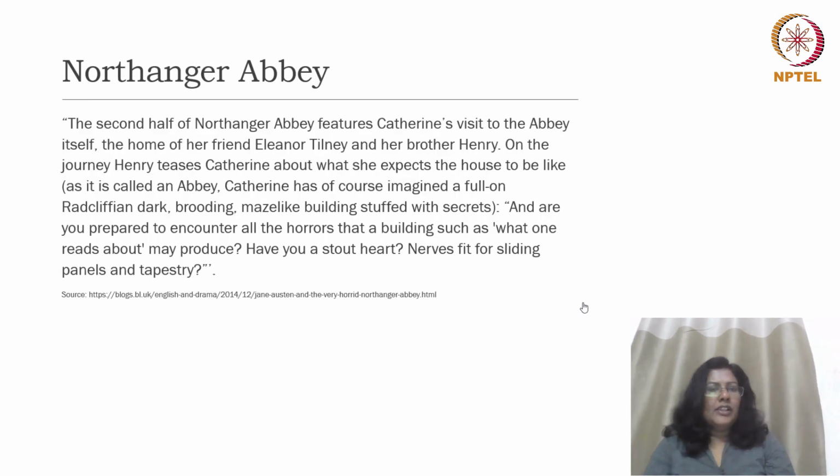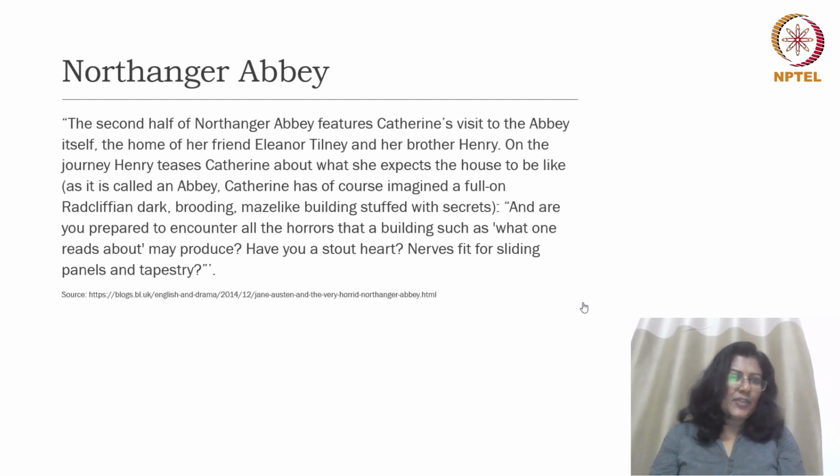In the second half of the novel, especially during the travel to Northanger Abbey, we can see Catherine being teased by Henry about the novels that she had read. And he teases Catherine about what she expects the house Northanger Abbey to be like, and of course Catherine has imagined a full-on Radcliffean, dark, brooding, maze-like building stuffed with secrets. And Henry asks, "Are you prepared to encounter all the horrors that a building such as one reads about may produce? Have you a stout heart, nerves fit for sliding panels and tapestry?"